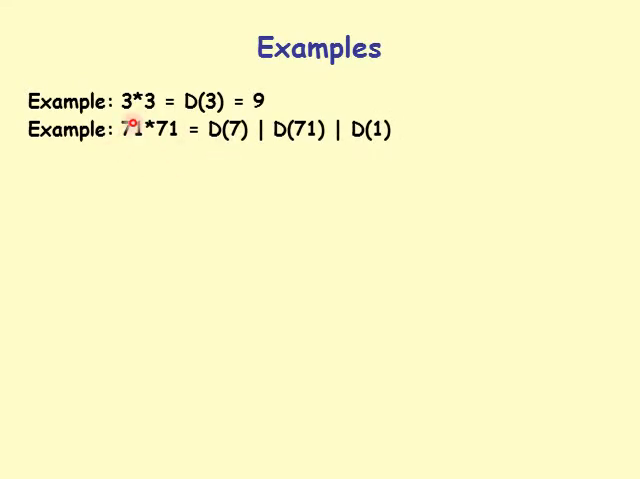First, I do a one column, which is the duplex of 7. That's the duplex of 7. Then we do a two column, the duplex of 71. Then we do one column, the duplex of 1. Okay, that is equal to 49.